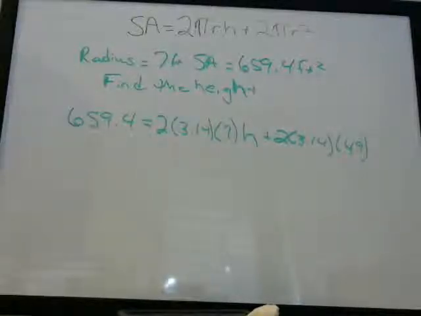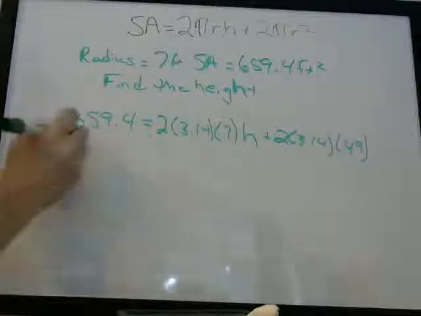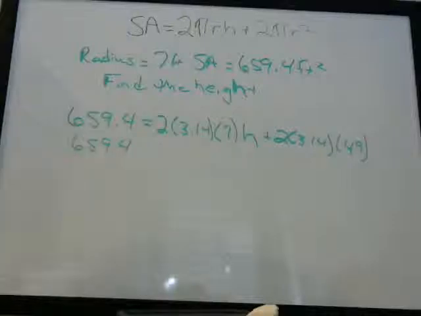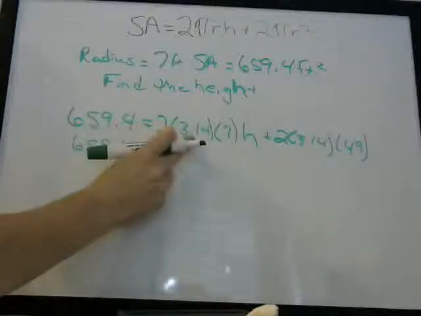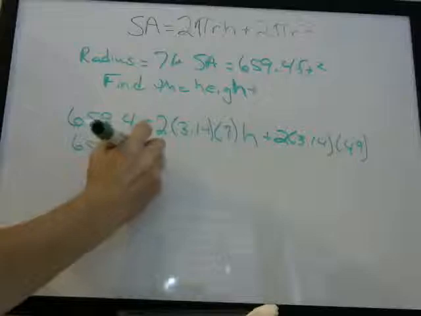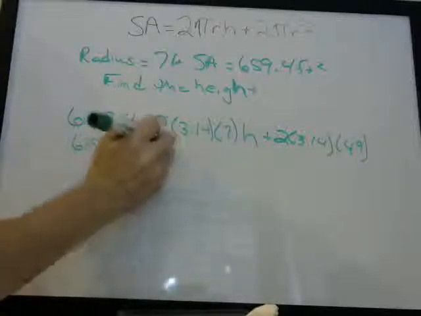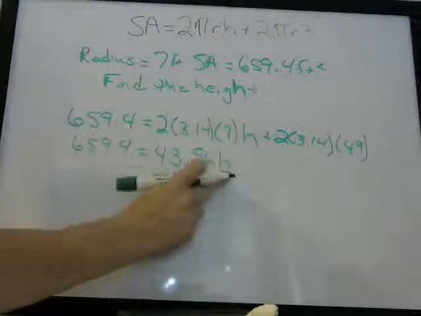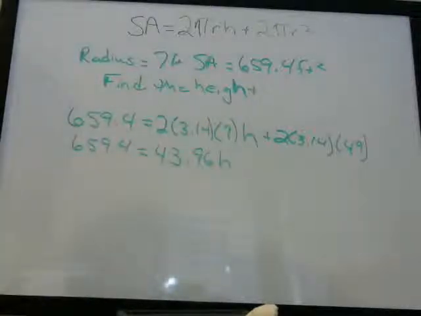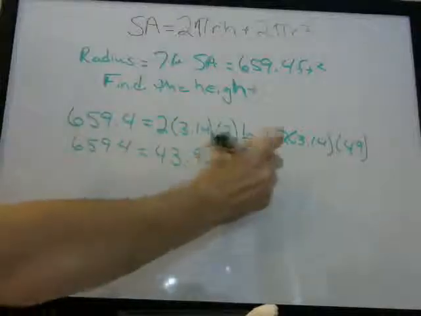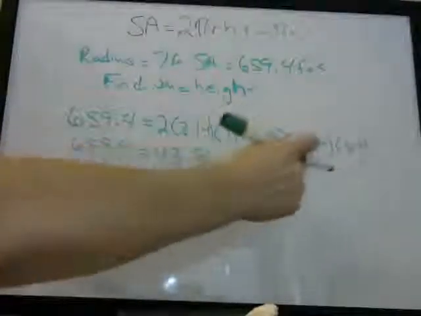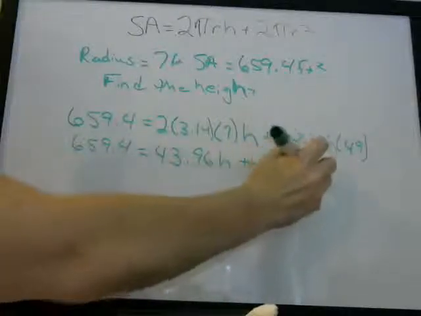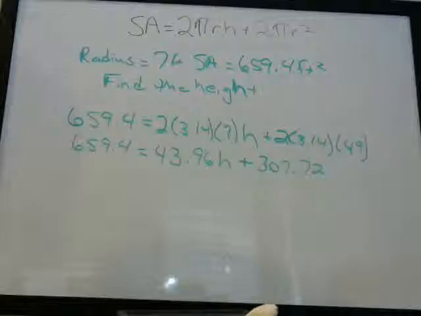Okay, once we get here, let's write this out. We would actually multiply the numbers together. 2 times 3.14 times 7 is 43.96 times the height. We're still trying to figure out the height, so we just leave it as h. 2 times 3.14 times 49 is 307.72. You just plug that into your calculator.